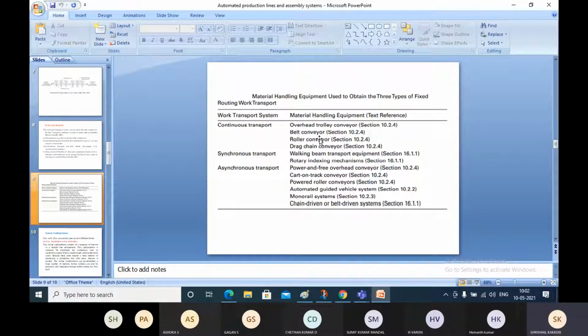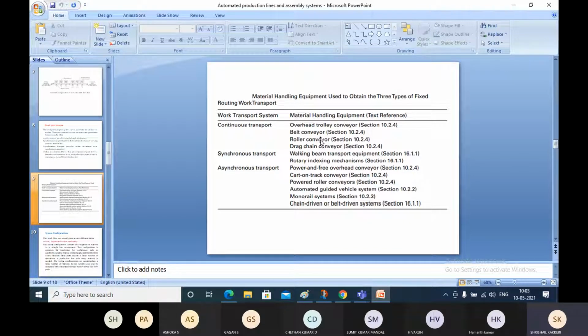Okay. Under this continuous transport system, overhead trolley conveyors will be coming, and the belt conveyors will come, and roller conveyors will come, drag chain conveyors will come. Continuous transport, as the name indicates, continuously the work will be transported by means of roller conveyors or belt conveyors or the drag chain conveyors. Okay, these four types: drag chain conveyors, roller conveyors, belt conveyors, and overhead trolley conveyors. The figures I'll be discussing later. These will be coming under continuous transport system.